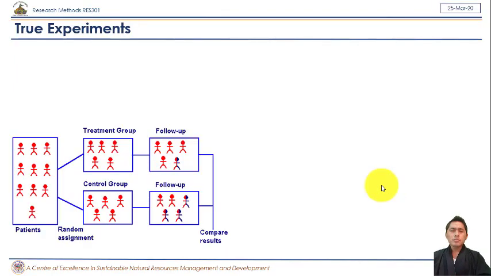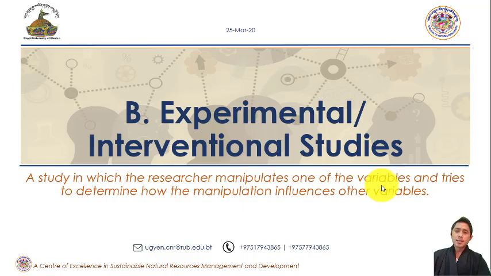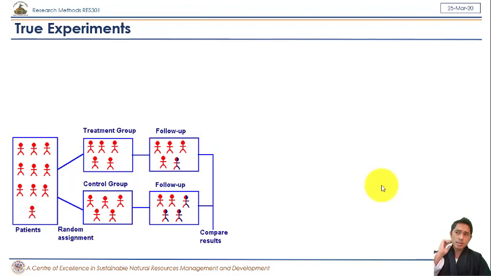So a true experiment is, before going to true experiment, I want to tell that there are basically three kinds of experimental study. One being the randomized control trials, which is also known as the true experiment. Another one is quasi experimental studies, and the last one is the pre-experimental studies. So from the three kinds, let's study what is a true experiment.